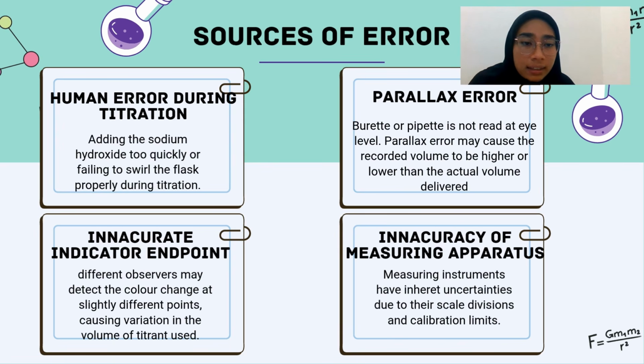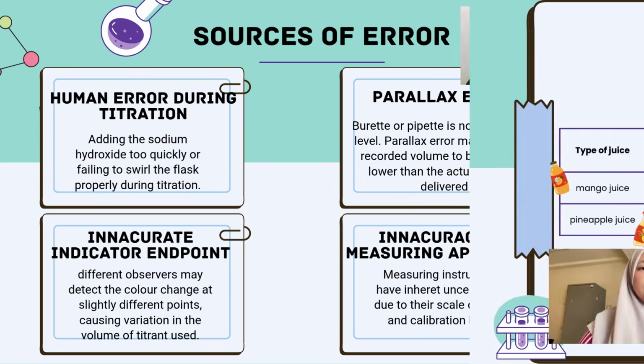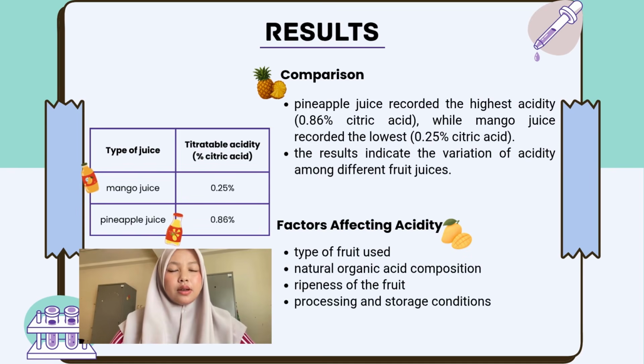Third is the indicator endpoint. Spotting the exact color change is subjective, and it may be even harder because the natural color of the fruit juice can mask the indicator. Finally, there's the inherent inaccuracy of measuring apparatus, as every tool has manufacturer calibration limits. Accounting for these variables is exactly why we run multiple trials, to ensure our acidity data is as reliable as possible.